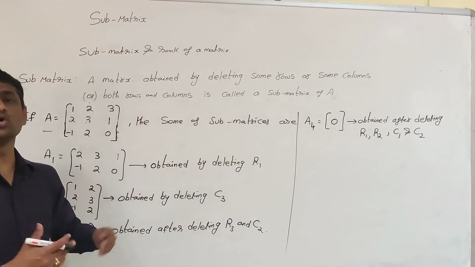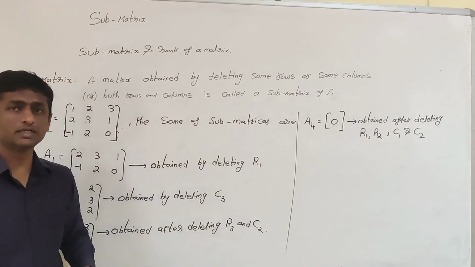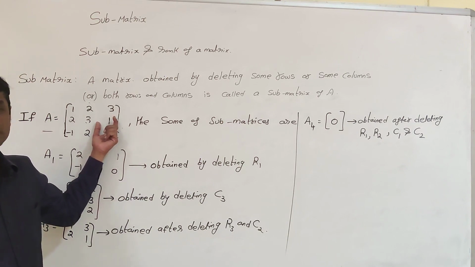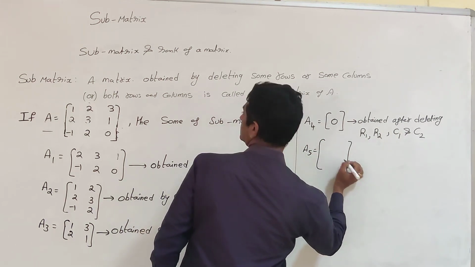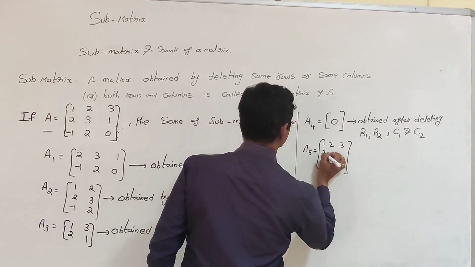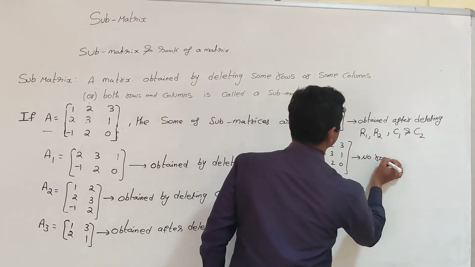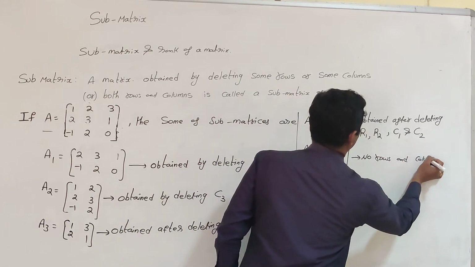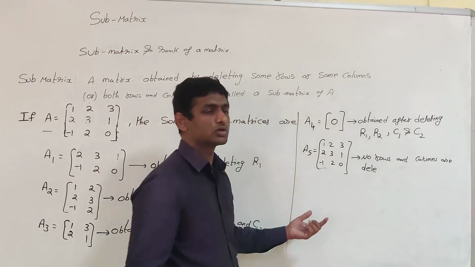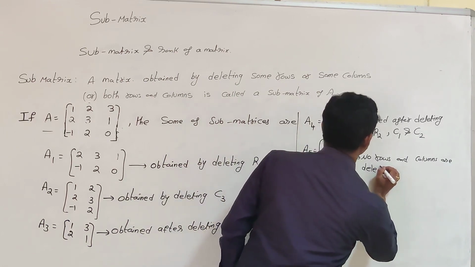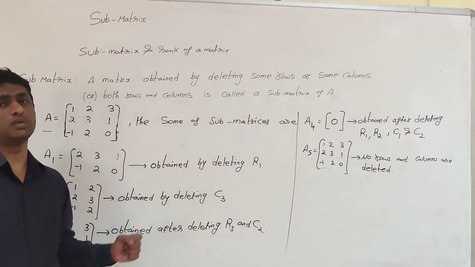Next, no rows, no columns are deleted. Means what you will get? No rows, no columns are deleted means you will get the same matrix. That is A5. Again you will get the same matrix: 1, 2, 3, 2, 3, 1, minus 1, 2, 0. No rows and columns are deleted. Means 0 rows, 0 columns are deleted. So like this we can find submatrices.